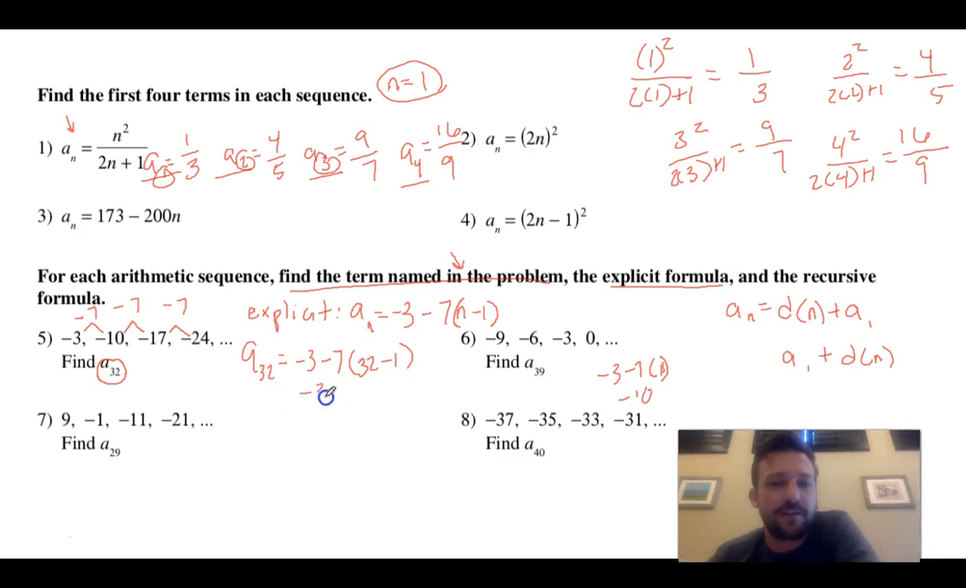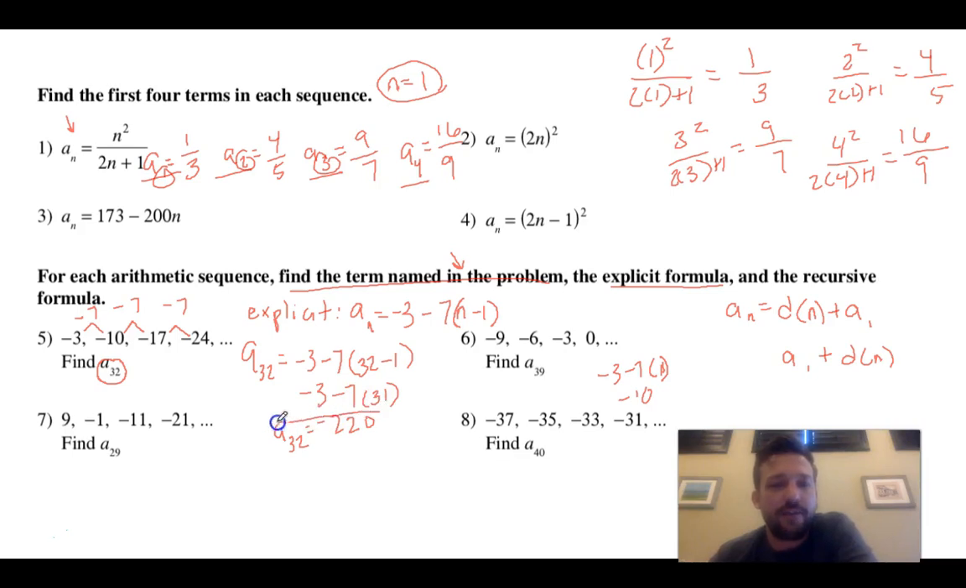Okay, that would be negative 3 minus 7 times 31. And I don't know what that is off the top of my head. Let me use my calculator and I'll get you an answer. So negative 3 minus 7 times 31. That would be negative 220. So that is my 32nd term.